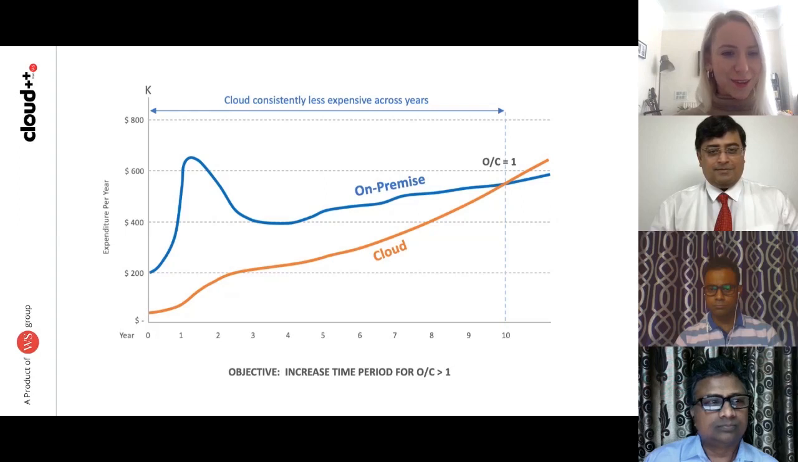Perfect. Thank you so much for the graphs. It's very easy to see. It makes it more simple when you explain it like that. That's really, really insightful. Thank you, Suman.